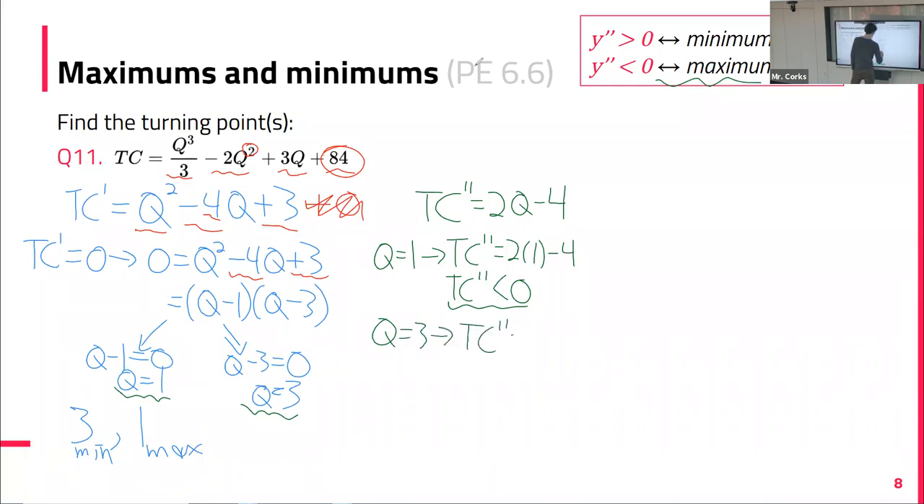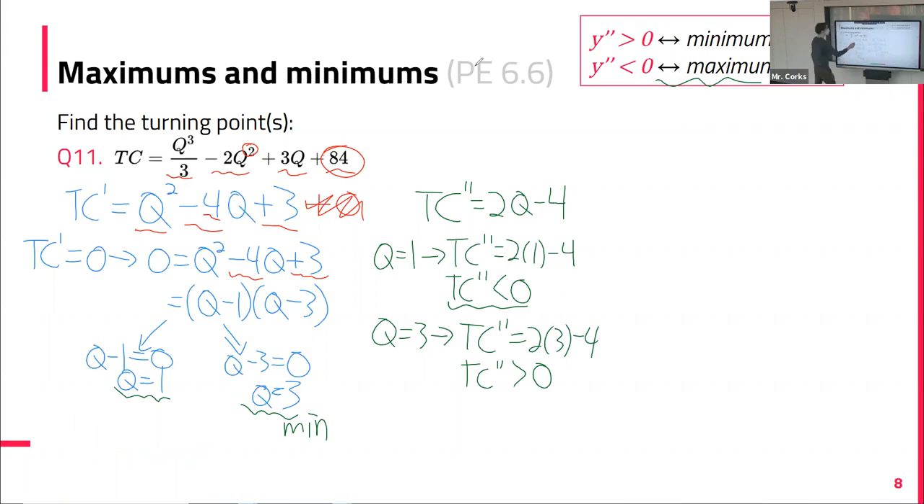Then we have the other one for q equals 3. Total cost double prime, 2 times 3 minus 4. That's +2, so greater than 0. So that's a minimum point. All right, minimum. Maximum here.